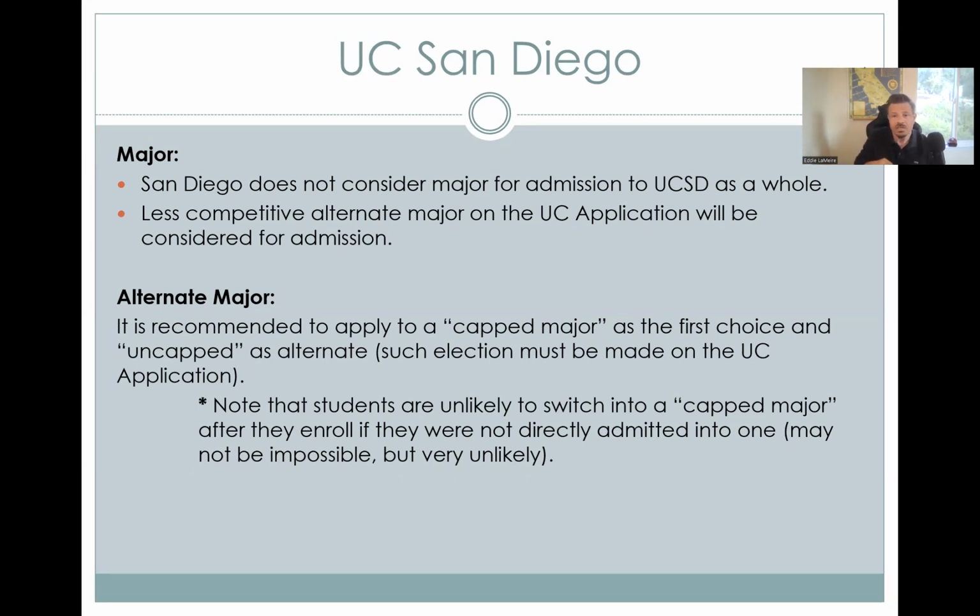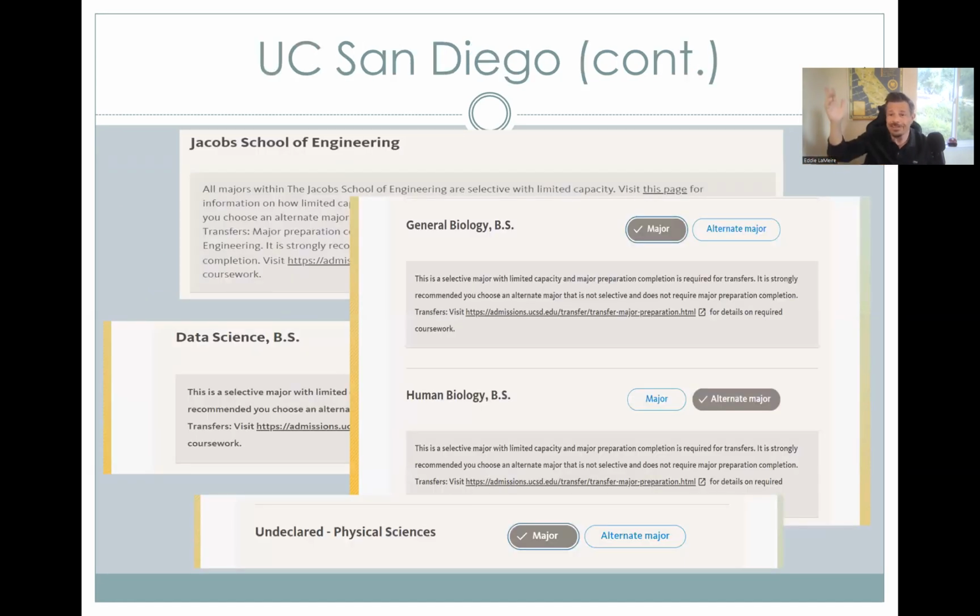So capped major, it's hard to switch into. What's a capped major? Like everything that you'd want to do. Jacob School of Engineering, all majors are selective. Data science, this is a selective major. General bio, this is a selective major. Human bio, this is a selective major. Everything that you'd want to do is a selective major until you get to like undeclared physical sciences. That's not, so that's what you got to put in as the alternate.